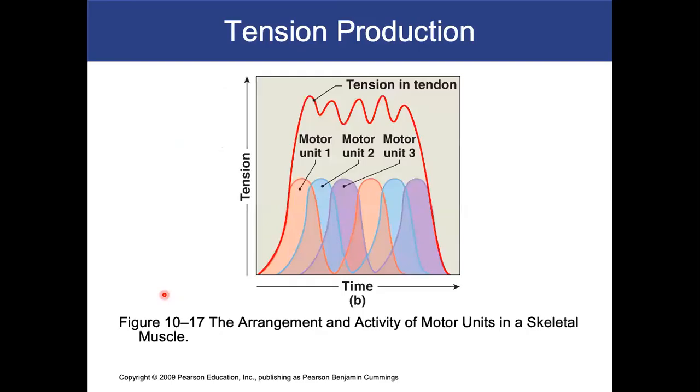This shows your tension in your tendon. So here motor unit 1 turns on, motor unit 2 turns on and shuts off, then motor unit 3. This is just showing the motor units turning on and off in succession so that you produce a constant tension and the muscle doesn't get fatigued.